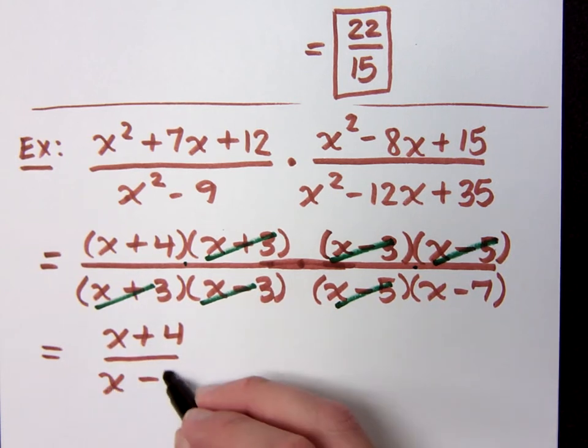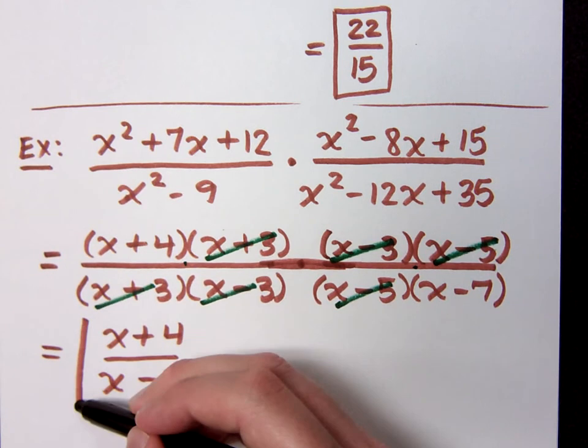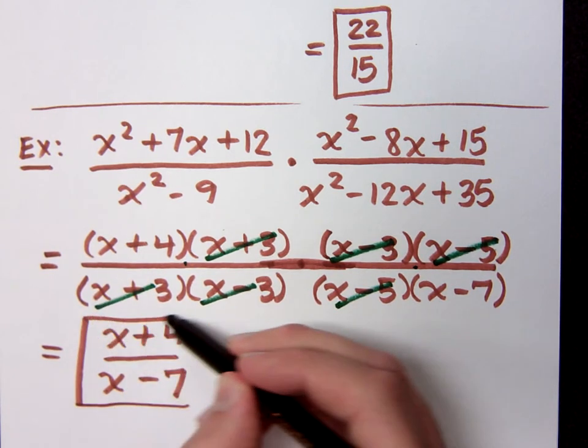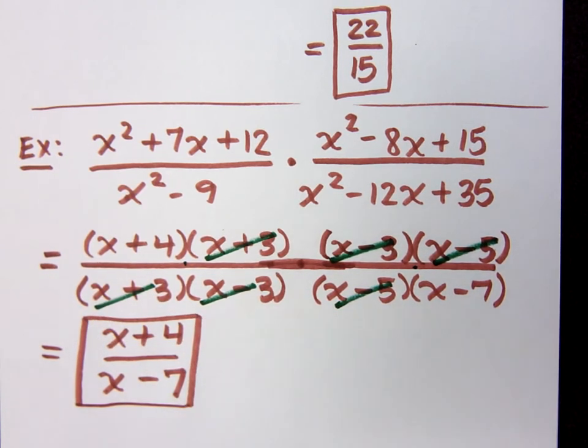Now, were these polynomials difficult to factor? No. These were the nice, easy ones we've been doing a lot of. So you factor each of those, cancel out the common factors, and we're good to go. Questions about that?